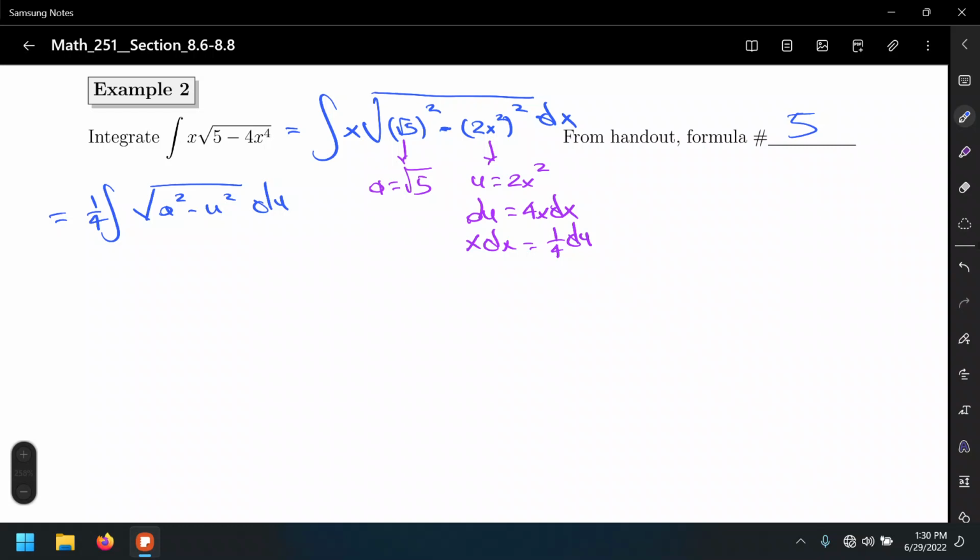Let's write down the corresponding formula in terms of u. That is, in this case, 1/4 times formula number 5. And looking at formula number 5, that's 1/2 u root of a squared minus u squared plus a squared arc sine of u over a, and the whole thing plus c.